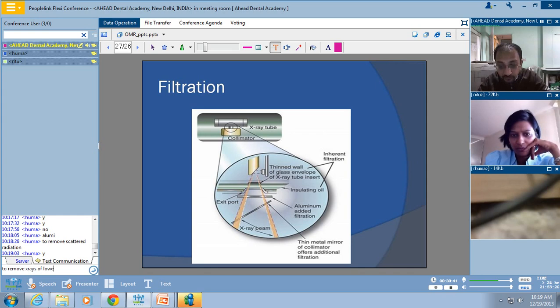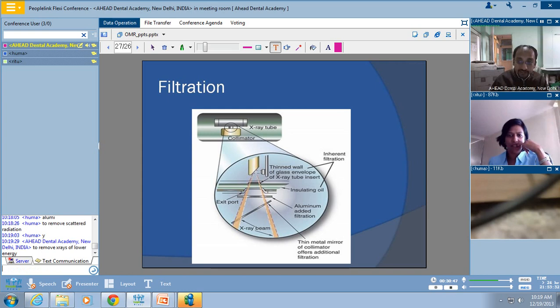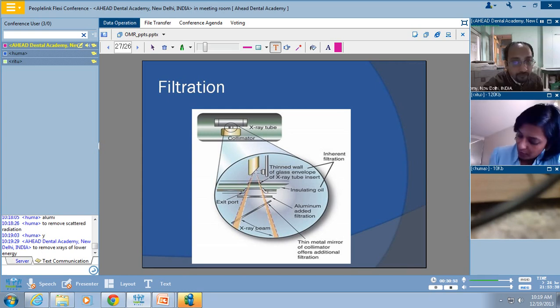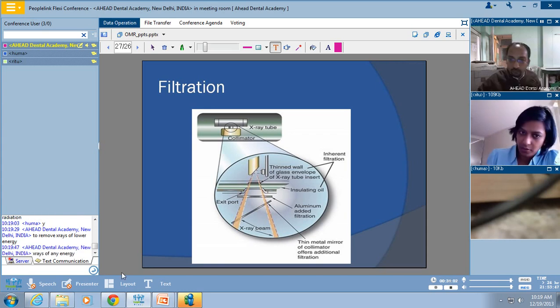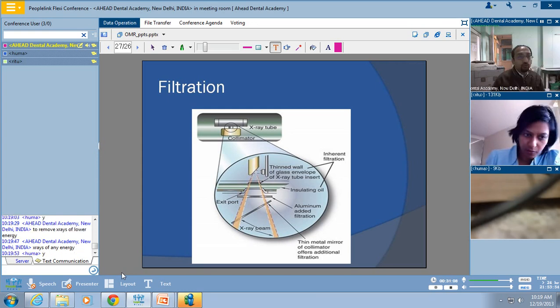Okay? To remove the X-rays of lower energy, we use aluminium filter. What is the difference between a filter and a collimator? Well, a collimator removes the X-rays of any energy. Can you make out? A filter will remove the X-rays of lower energy, whereas a collimator will remove lower or higher. A collimator will remove it irrespective of the strength or the energy. But a filter will remove only the X-rays of lower energy.